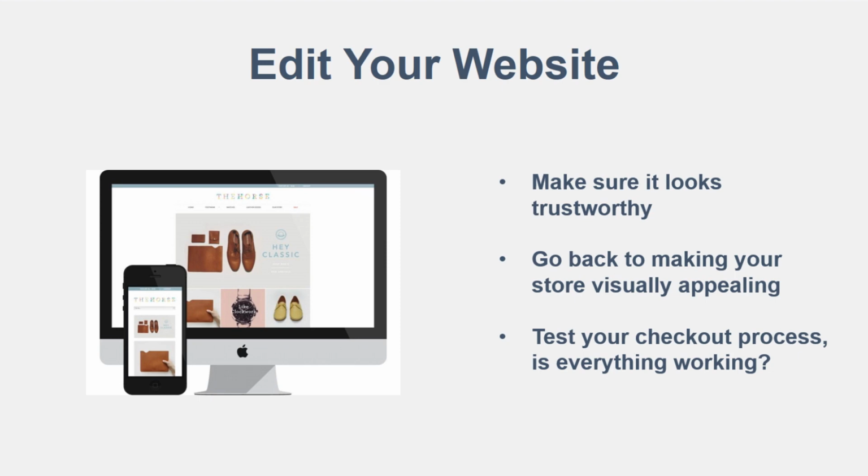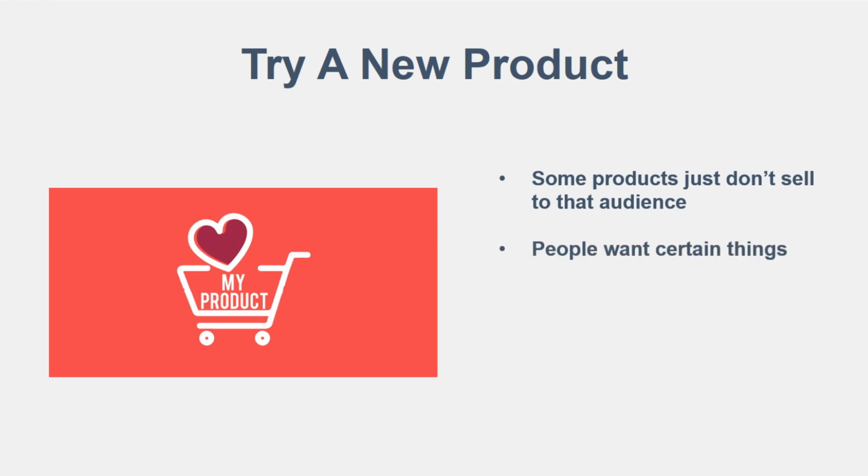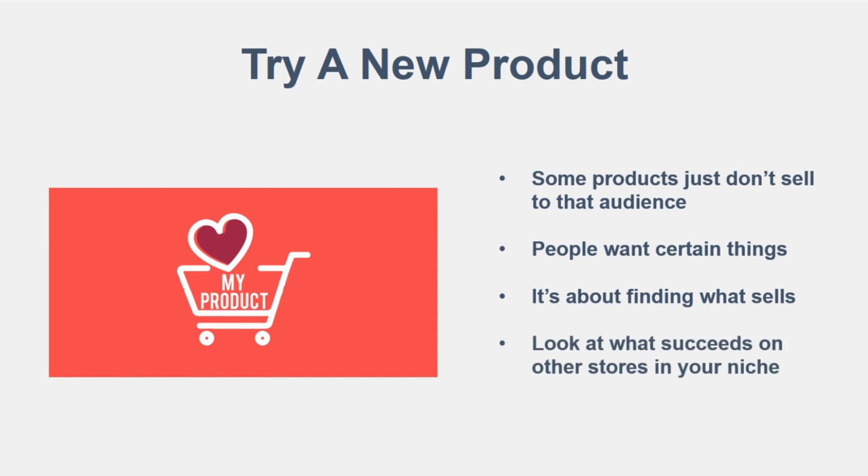So another thing is you could try a new product. That's potentially another issue. Maybe that product just doesn't really convert very well. You don't want to get too caught up in loving your product and being blinded to the fact that you might just have to try something different, try something new. Some products just don't sell to certain audiences. You have to see what people want, not just what you want, but what the people want, okay? They want certain things. You have to give them what they want, and you can do that through different research, testing things. It's going to take a lot of time. It's about finding what sells ultimately, and you can also look at what succeeds on other stores in your niche.